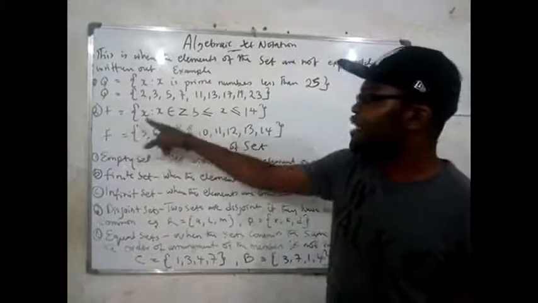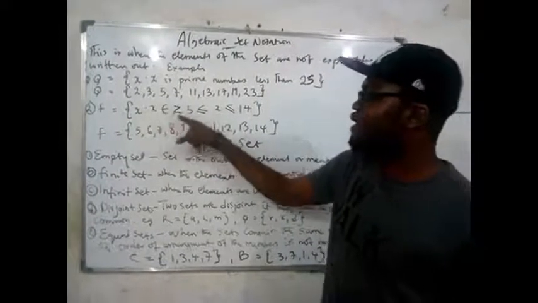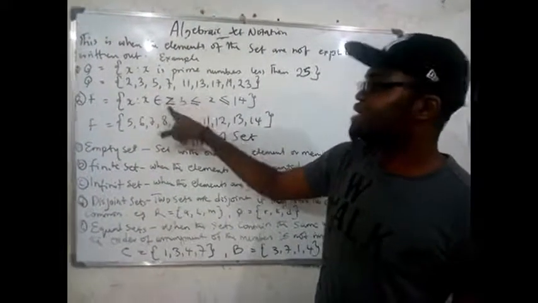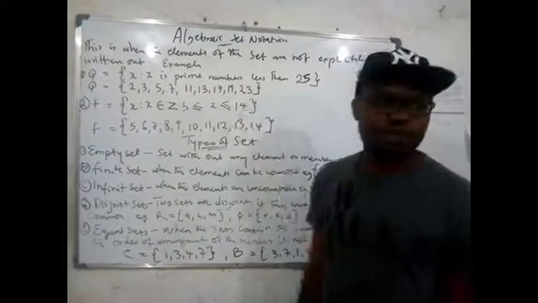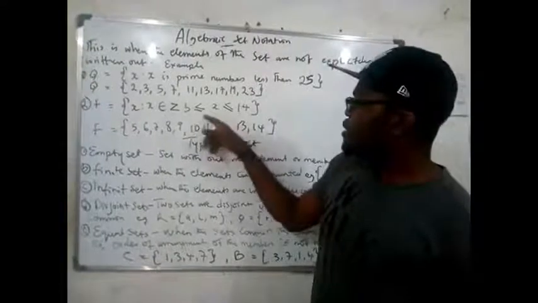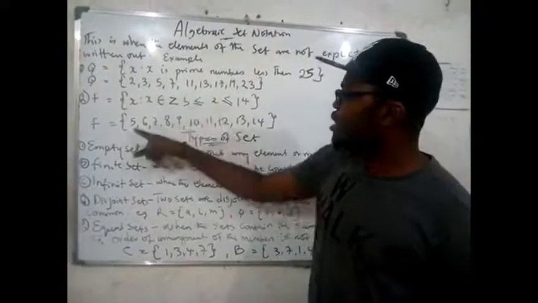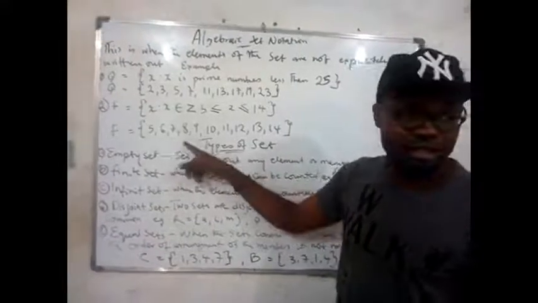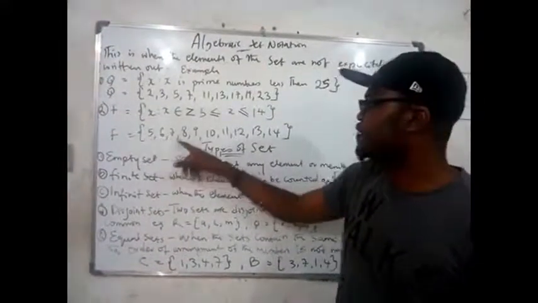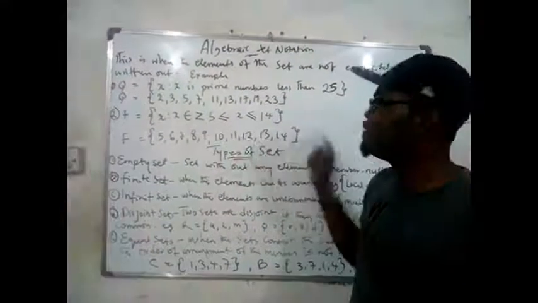Now, check out this second one. F is a set of X so that X is a member of integers. And this integer ranges from 5 to 14, with 5 and 14 inclusive. Is that clear? You see, the representation is all the integers from 5 to 14. And you know integers are whole numbers, isn't it? So I have 5, 6, 7, 8, 9, 10, 11, 12, 13, 14.